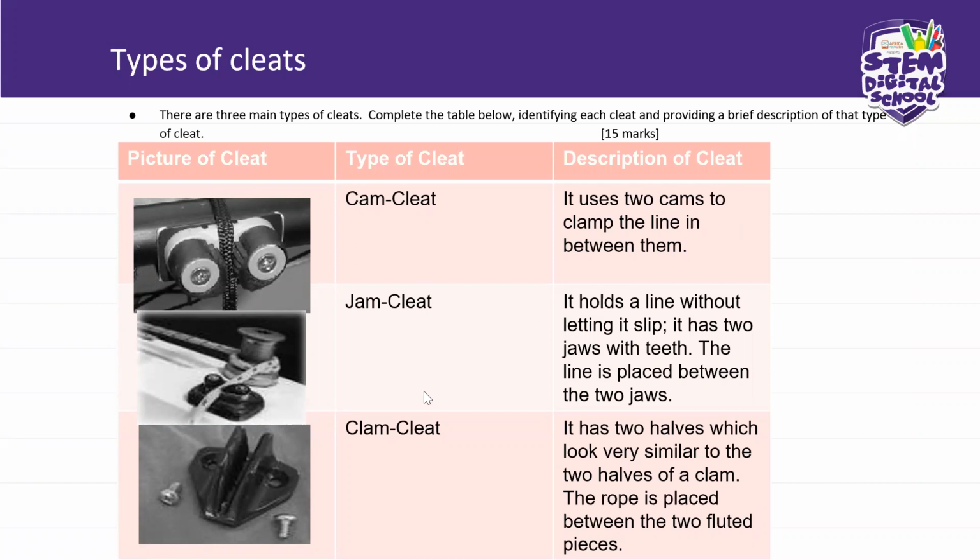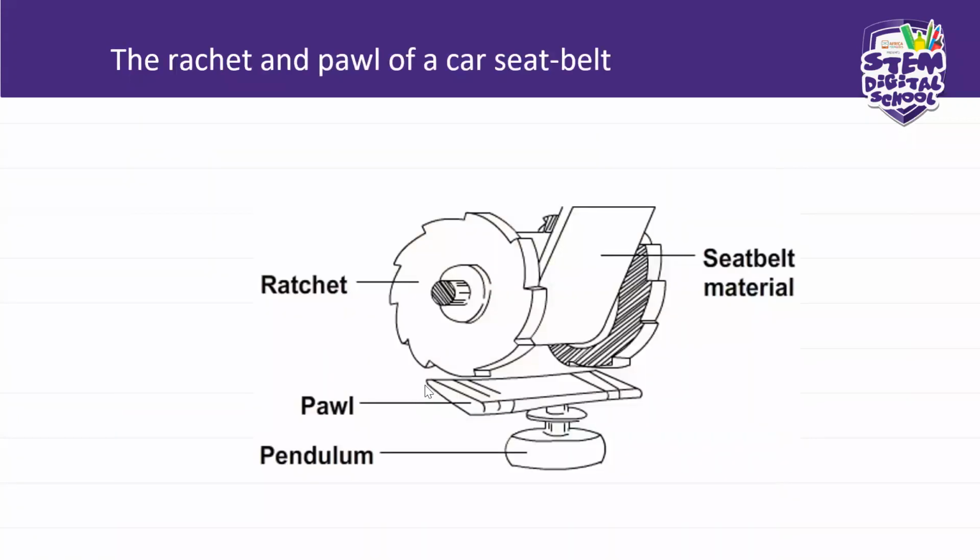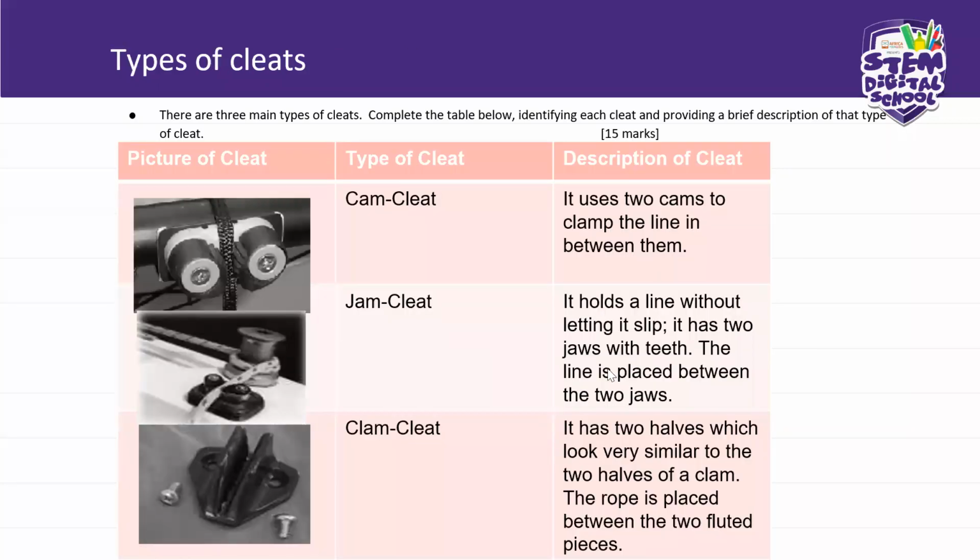These are types of cleats, right? I will let this stand for two minutes so that you can take a good look at it. Types of cleats: the jam cleat, the cam cleat, and the clam cleat. All right, you must be able to identify them and describe them.